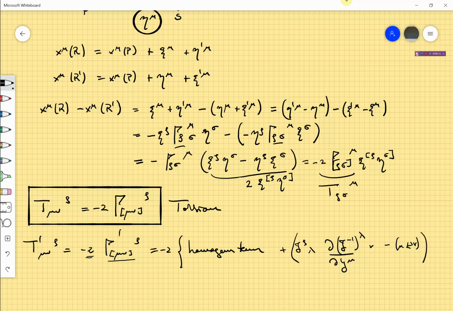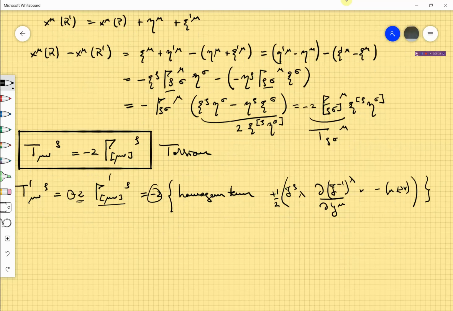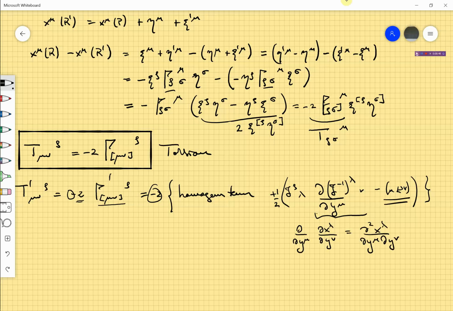And the only thing that we have to take care of is this factor of minus 2. But since we wrote the minus 2 here, really I need this factor of 1/2. It is not relevant, because now we want to see what this is. Remember that J minus 1 lambda is dx lambda over dy nu, and we are taking a further derivative with respect to mu. So this would be d2 x lambda over dy mu dy nu. But now we are going to subtract a term of the same form with mu interchanged with nu.